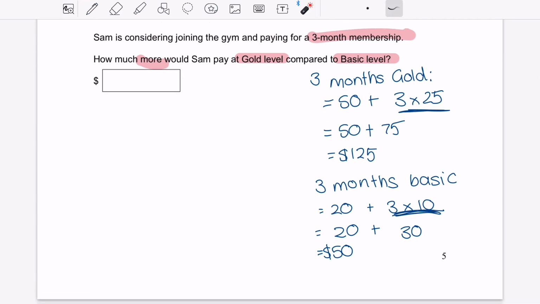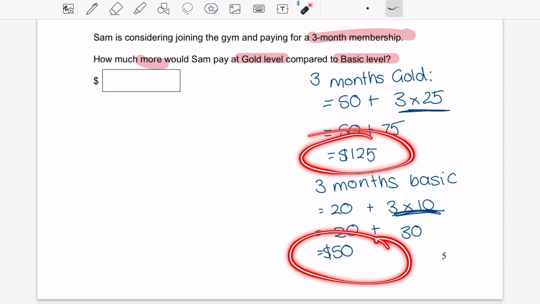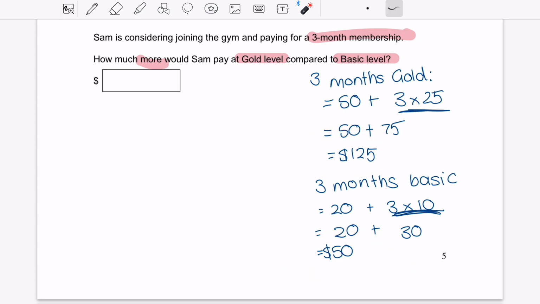But the question is asking for how much more would Sam pay. So we need to find the difference, the mathematical difference between this number and this number. And to do that, we use subtraction. So it's going to be 125 take away 50.